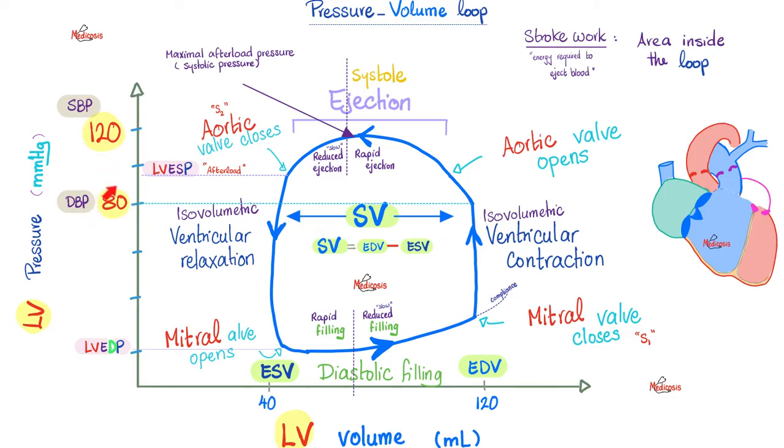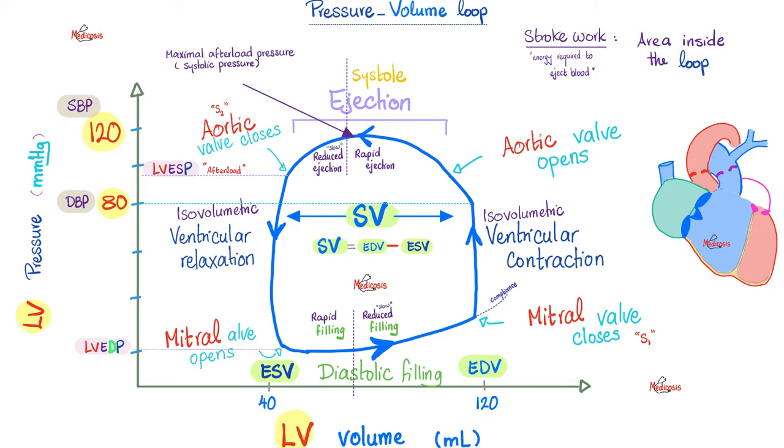120 over 80 is the pressure not in the ventricle but in big arteries. This is called systolic blood pressure and this is called diastolic blood pressure. The 120 is the same point as the greatest pressure ever in the left ventricle. It's called the maximal afterload pressure or the systolic pressure in the left ventricle.